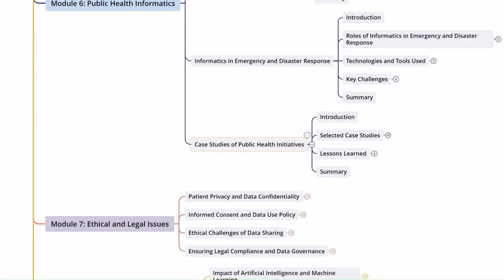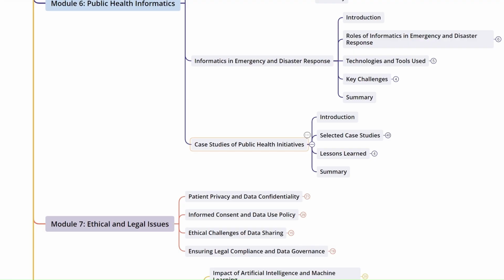This module will conclude with the case studies of public health initiatives that illustrate successful application of health informatics in real world scenarios. These case studies provide insights into how different countries and organizations have leveraged data systems for vaccination campaigns, disease eradication efforts, health promotion programs, and rapid response to outbreaks.